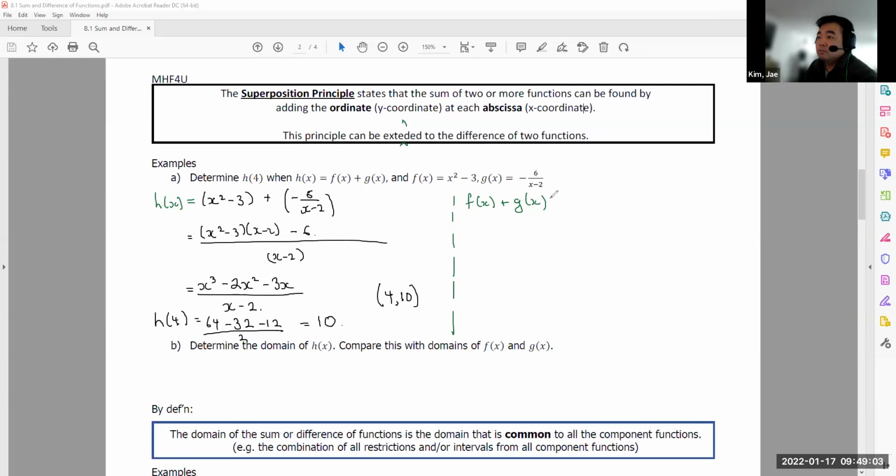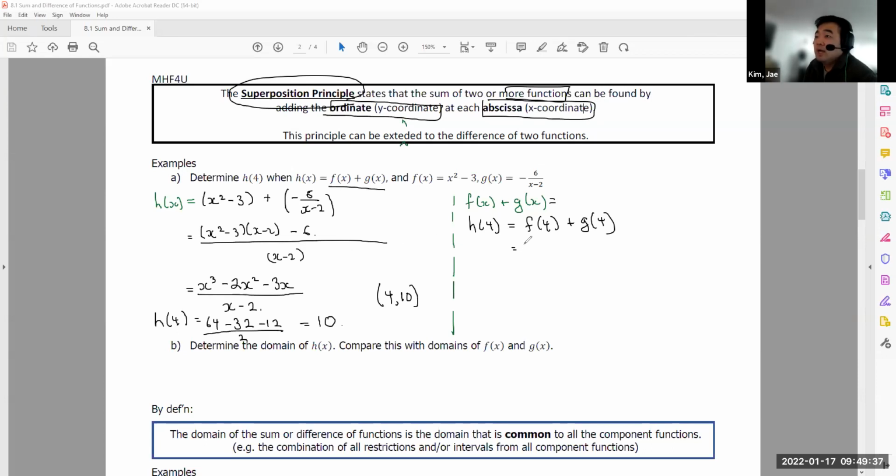What if I solved it separately? H of x is supposed to be f of x plus g of x. And by superposition principle, I can technically say that h of 4 is the same as plugging in a 4 to each of its components. Right? You can add the y value of each corresponding x value of these two functions. They're one and the same.